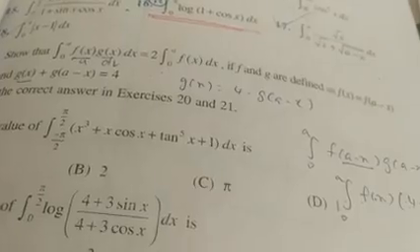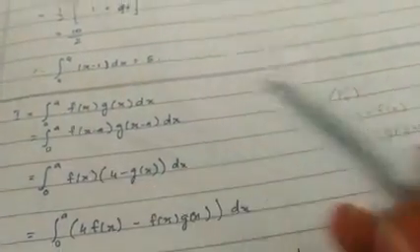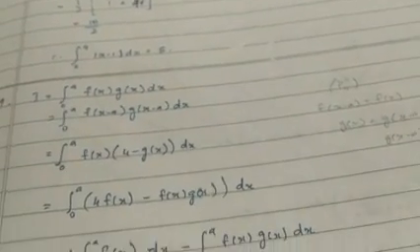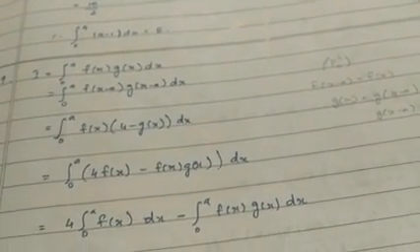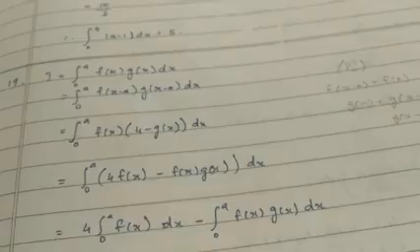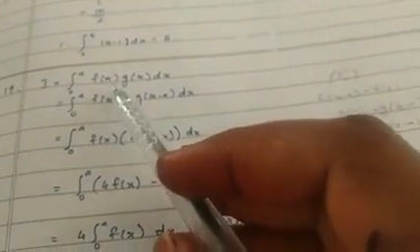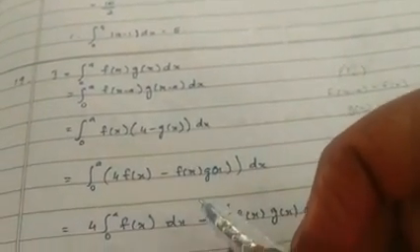Let us do it. Let us take the LHS: integral 0 to a f of x g of x dx. Now by applying the property, integral 0 to a f of x dx is equal to integral 0 to a f of a minus x dx. In the place of x, what you need to substitute is a minus x.